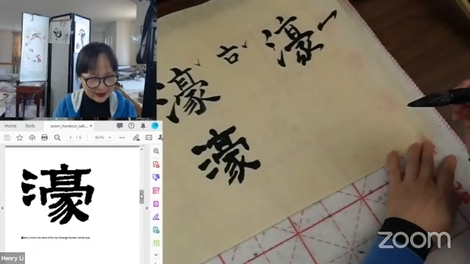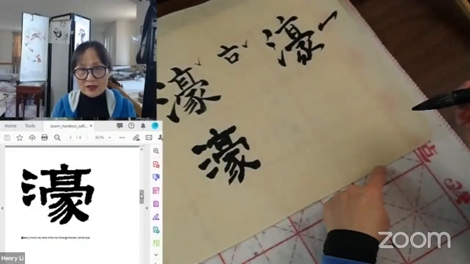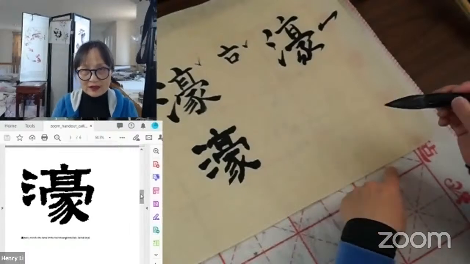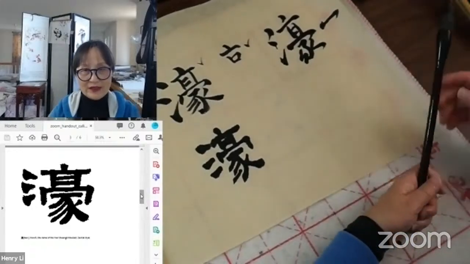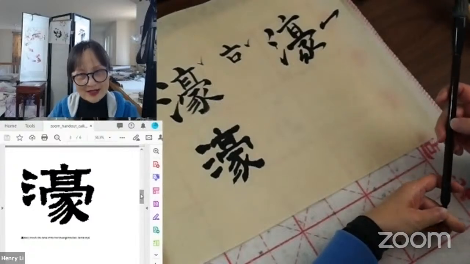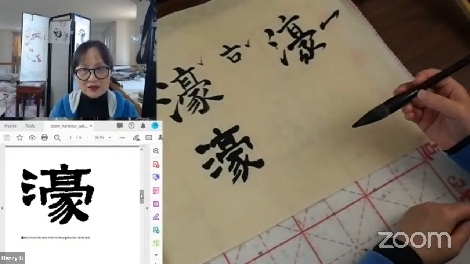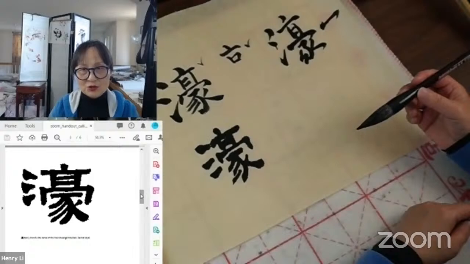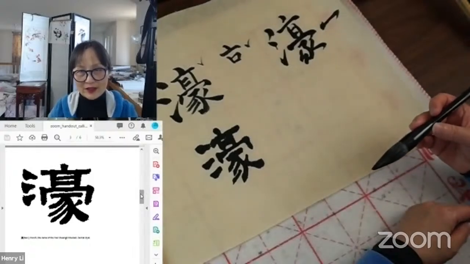Looks shorter, and this length is different, but try to get a balanced look. So it's very heavy, with 3 dots there, and yeah, it looks more classical actually. You know, from the seal script to this one, and then to standard walking style, and so on, right?